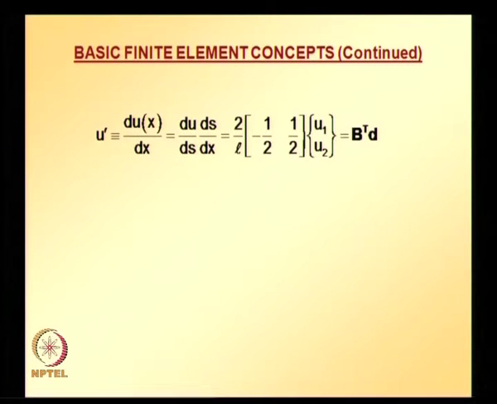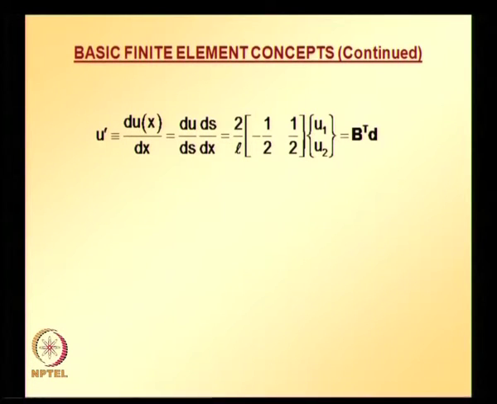That is, you need to take the derivative of N transpose times d, which gives you the derivative of u with respect to s. So, plugging in all this information, you get 2 over L times a vector consisting of minus half, half, times a vector consisting of u1, u2. This u1, u2 is denoted with d, and 2 over L times minus half, half is denoted with B transpose. That B transpose relates a strain-like quantity, the derivative of u, on one side, to d, the nodal parameters, on the other side. It relates the strain-like quantity to the nodal values, and this equation is called the strain displacement relation.